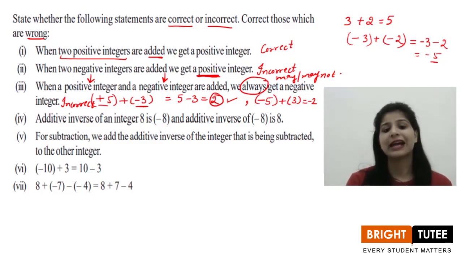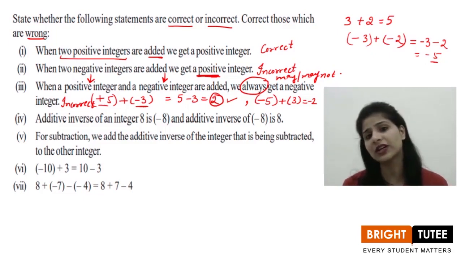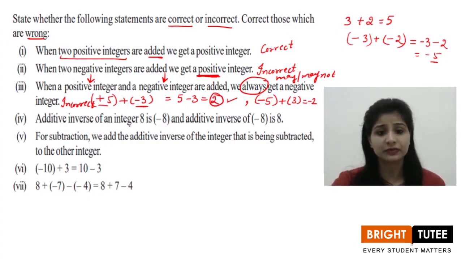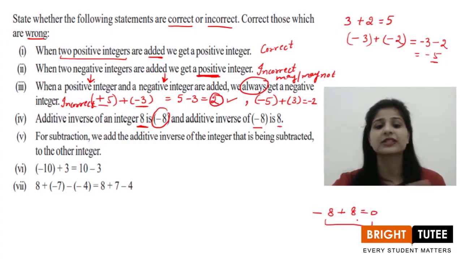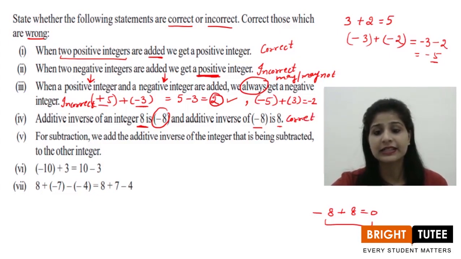The fourth part, additive inverse of an integer 8 is -8 and additive inverse of -8 is 8. Yes, this is quite true. What is additive inverse? We just take negative of that number. We just change the sign of that number. So if it is 8, the additive inverse will be -8, correctly said. And if it is -8, then its additive inverse will be 8. Just see, in -8, you add 8, we get 0. So this is the additive inverse, correctly written. So this is a correct statement.